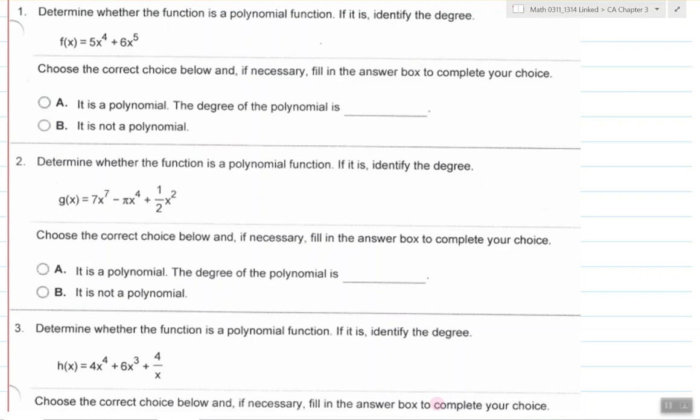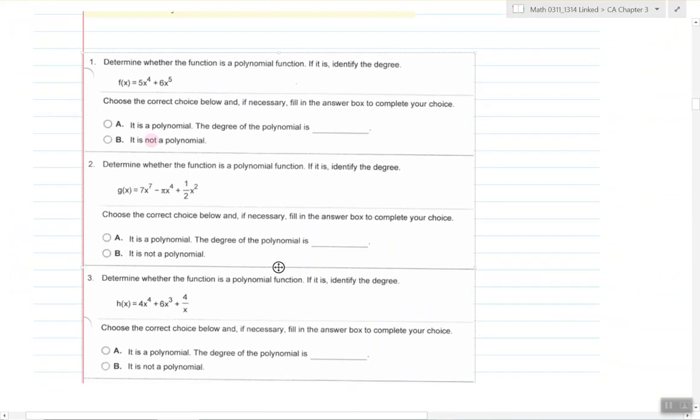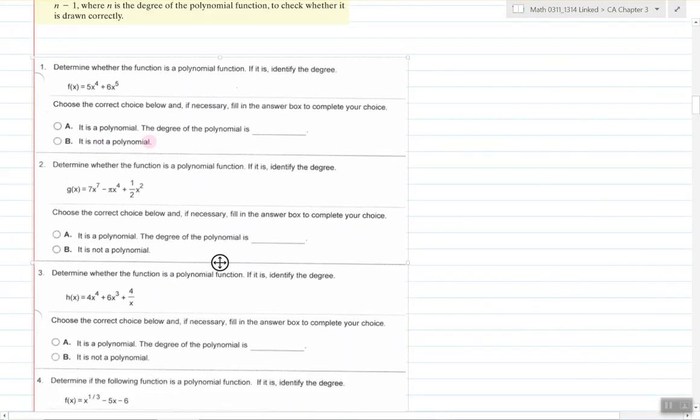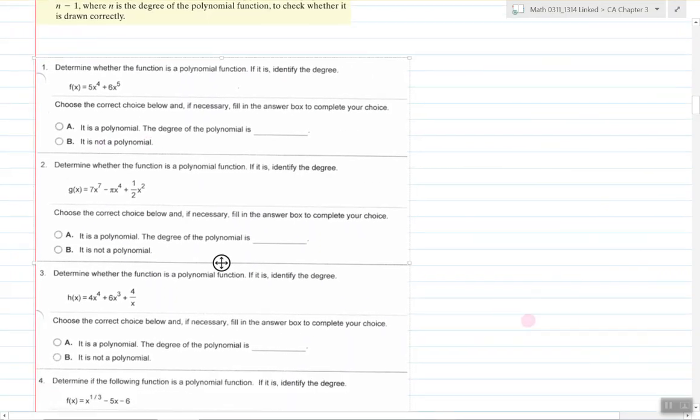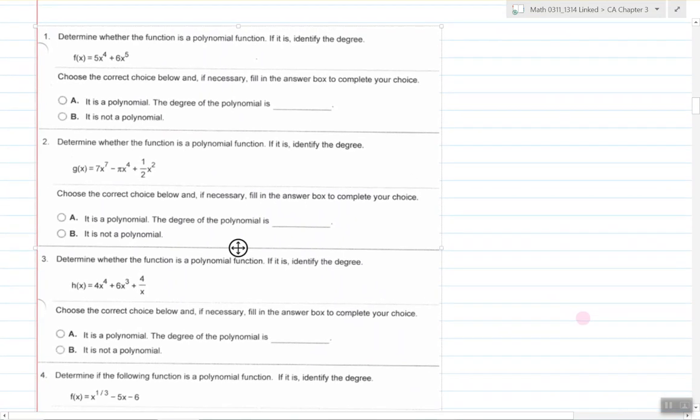Now we're going to continue and take a look at the example problems that I'd like to work with you in Lesson 3.2 on polynomial functions. Let's look at number 1. It says determine whether the function is a polynomial function. If it is, identify its degree.